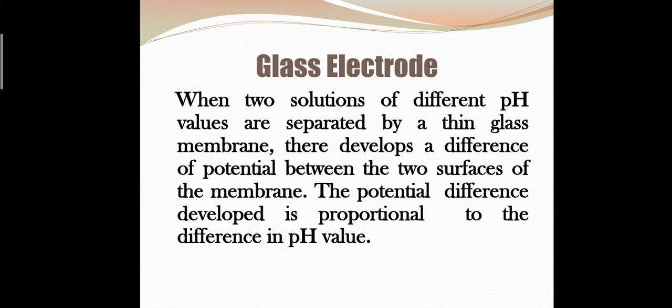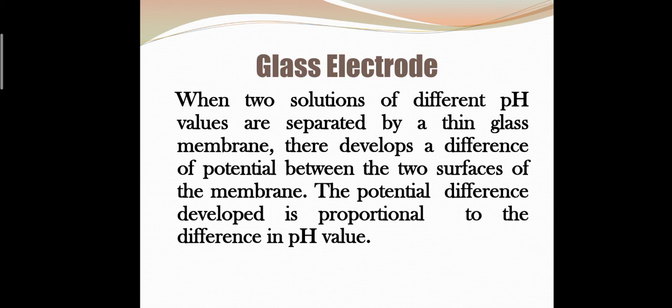We know that when two solutions of different pH values are connected to each other by a thin membrane, a potential develops between the two surfaces. That potential difference is used to generate the EMF and can be used to determine the pH value of the dipped solution. So this is the main principle behind the glass electrode.